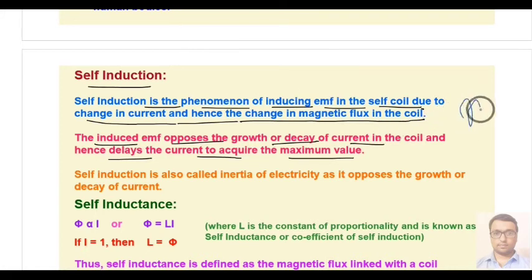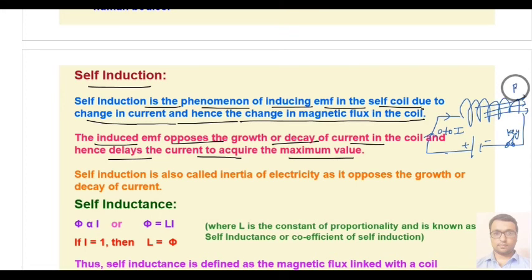Basically, suppose there is a coil, and this coil is connected with a power source, and suppose you switch on the key, and at the same time a current will flow in the circuit from 0 to I. As soon as this current tries to flow, some magnetic field will be produced inside this coil, and this coil will try to oppose that change in the magnetic flux. So this coil will create its own magnetic field in the opposite direction.